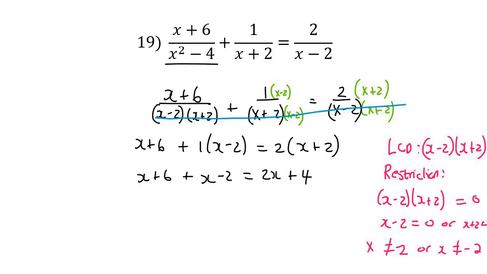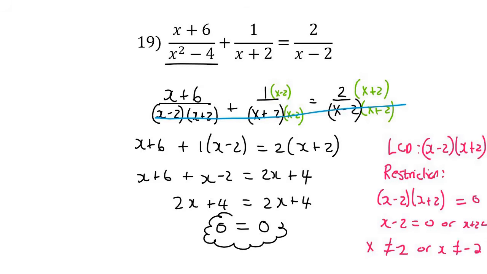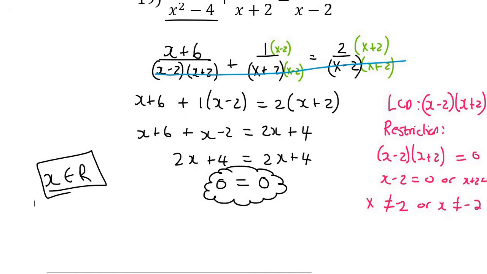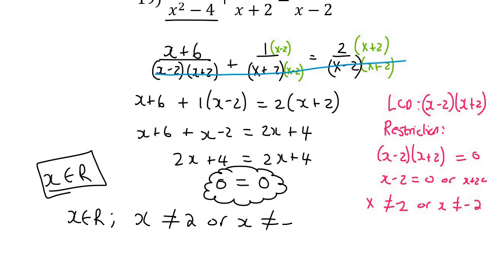So now what we're going to find is that 2x plus 4 is equal to 2x plus 4. If you had to try to get x alone, you're actually going to end up with 0 equals 0. Now, guys, 0 is equal to 0. So when you get an answer like this, you can say that x can be any real number. This is not going to be a no solution. It's x equals any real number. But remember our restrictions: x must not equal 2 or x must not equal negative 2. So this is actually an excellent question.